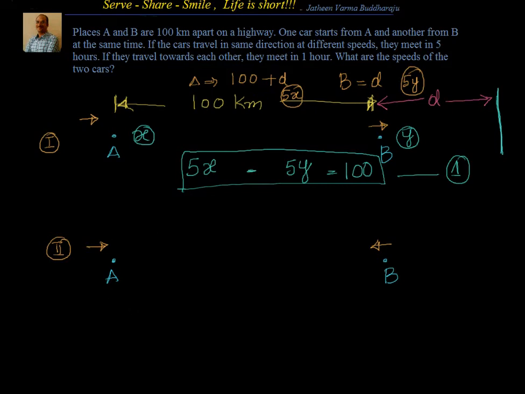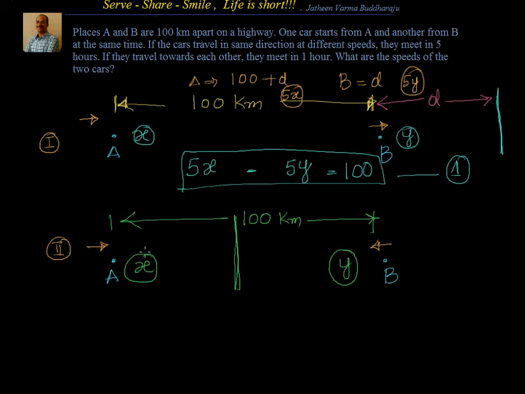In the next case, A and B are traveling towards each other and they take 1 hour. We know the speed of A is x and the speed of B is y, and the distance between A and B is 100 kilometers. That means the two cars will be meeting somewhere between A and B, somewhere here, let us say.